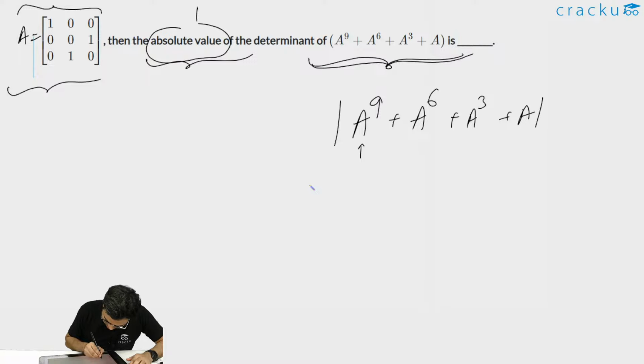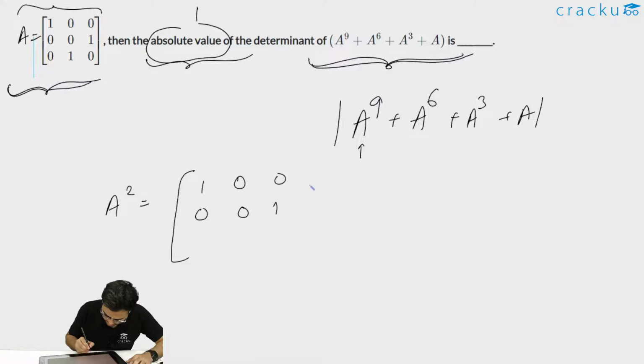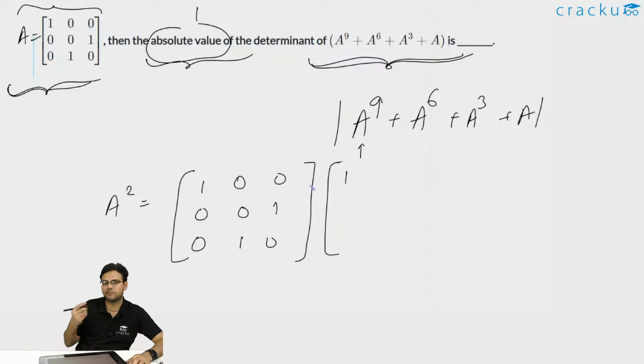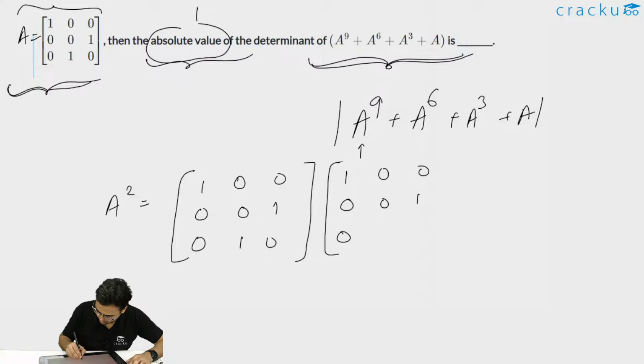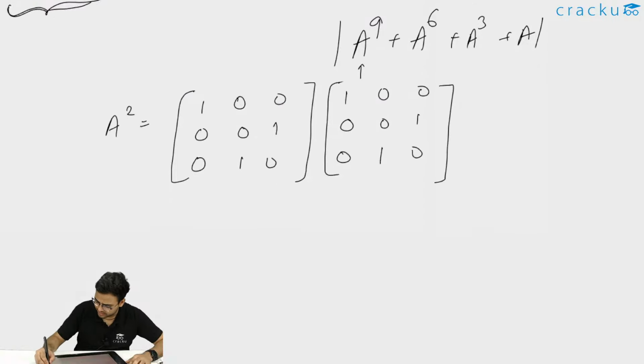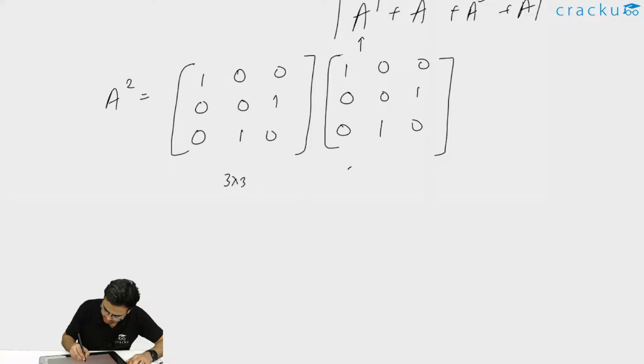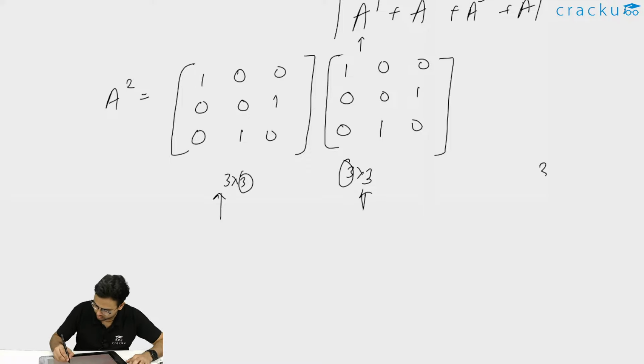So if I am given A is equal to this, I'll first calculate what is A square. So A square will be [[1, 0, 0], [0, 0, 1], [0, 1, 0]] multiplied by [[1, 0, 0], [0, 0, 1], [0, 1, 0]]. I have to perform matrix multiplication here. It is a 3 cross 3 and this is also a 3 cross 3. These two values are equal. So the matrix A square will be a matrix of order 3 cross 3.